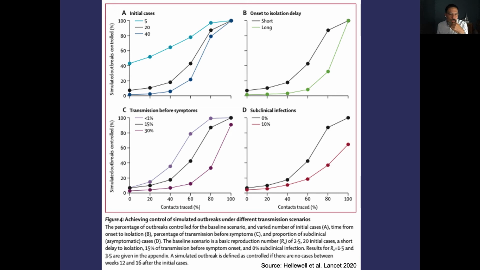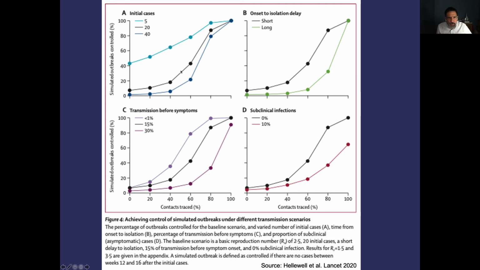And so just to try and orient you here, this graph shows how things vary depending on the number of initial cases. This graph shows the short versus long interval between onset of symptoms and isolation. So, how long it took to get people isolated. This slide shows the proportion of transmission that would be happening before the onset of symptoms. So 30% would be a high level of transmission prior to symptom development. And then this is looking at the proportion of infections that are completely subclinical, completely asymptomatic.